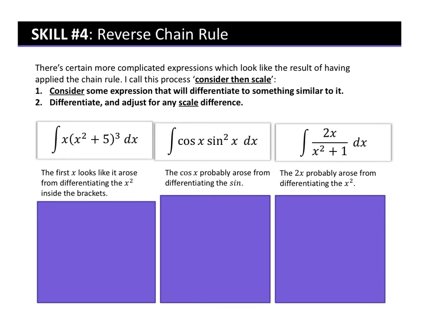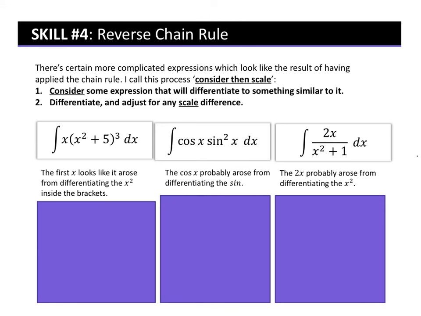Okay, skill number 4, reverse chain rule. So, reverse chain rule. We're going to do the reverse and then think what could it be, okay? The way I like to do this is I like to always think what could it be and then compare at the end. The more we do that, the better we'll get at making connections.